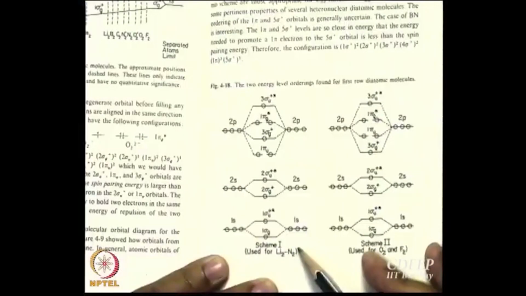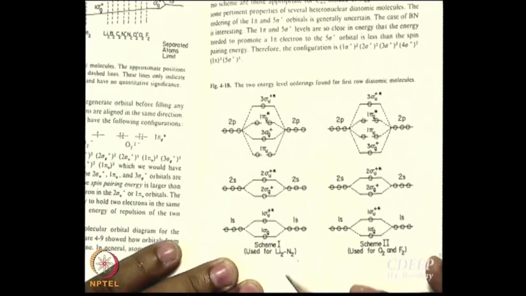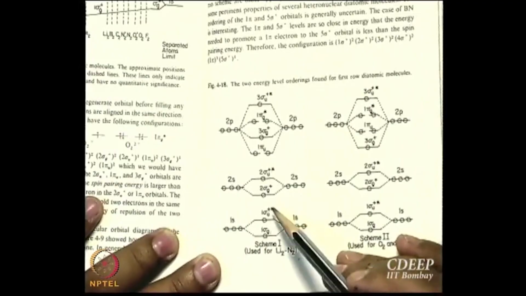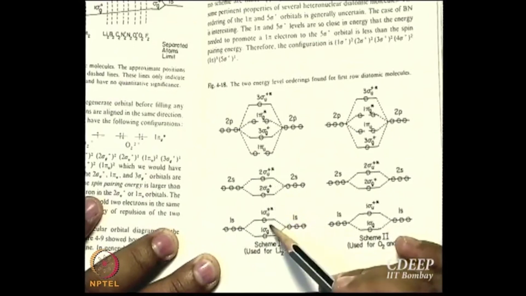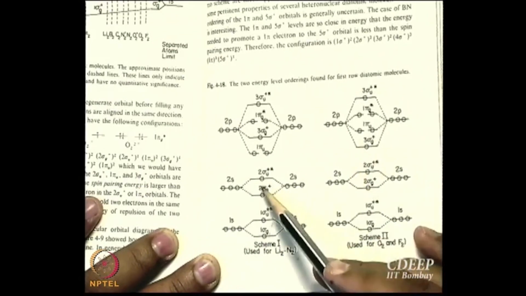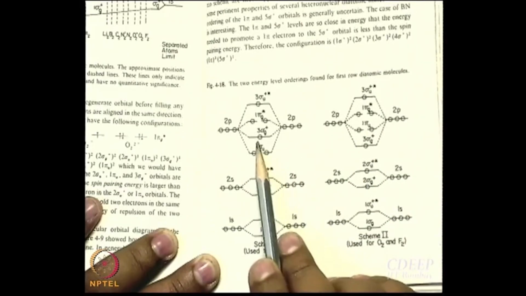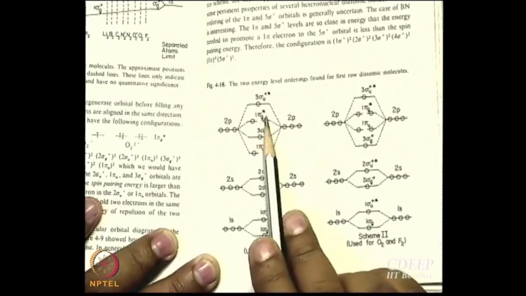This keeps coming back to haunt us again and again, right? We studied this in class 11. But for lithium 2 to N2, this is what the sequence is. You call this 1 sigma g, then the antibonding orbital is 1 sigma u star, then 2 sigma g plus, then 2 sigma u plus star, 1 pi u, 3 sigma g plus, 1 pi g star, 3 sigma u plus star.